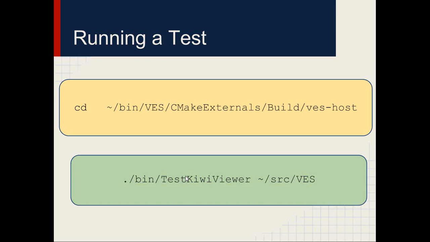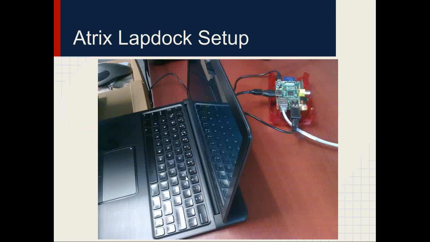So once you have built the VS library by using the super build process, you will end up with the CMake externals directory. The bin/VS directory is where we built the system. The actual source code is in the home/src/VS directory. So if we go down to this particular directory and launch this test, the test Kiwi viewer, and the source directory, here we are just showing again the same setup that we showed you a minute ago using the camera. So we are using the Raspberry Pi attached to the Etrix laptop.